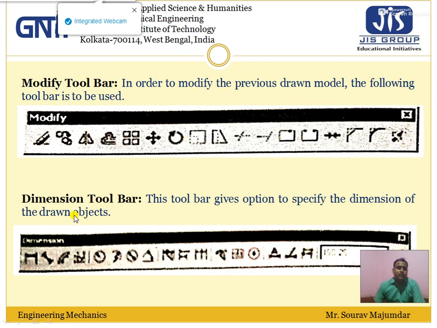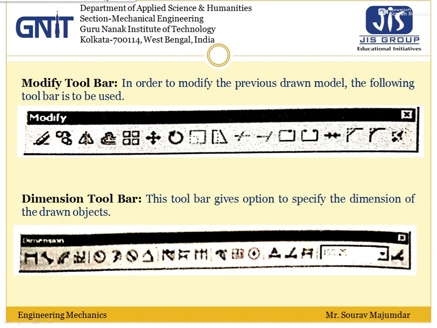Now come to the dimension toolbar. This toolbar gives the option to specify the dimension of the drawn object. That means after drawing we generally use this dimension toolbar, and in it this is the linear, this is the aligned, this is the radius, diameter, angle, all these things are there. Next day I will show you how to use all these tools.